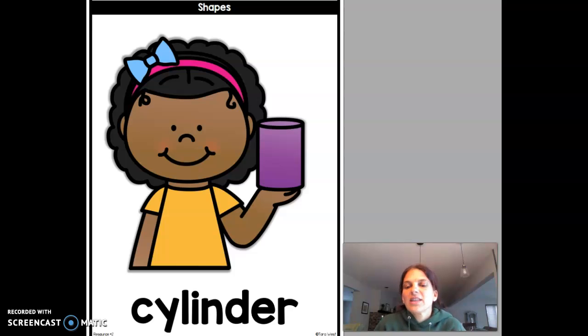Okay, next, this girl, what is she holding? She's holding a cylinder. Can you spell that with me? C-Y-L-I-N-D-E-R, cylinder. And here is the cylinder that I found. It has two flat faces or sides, no vertices, no points, and a rounded edge. This is a rounded edge.